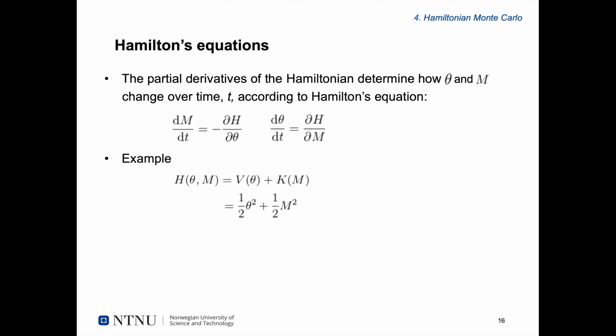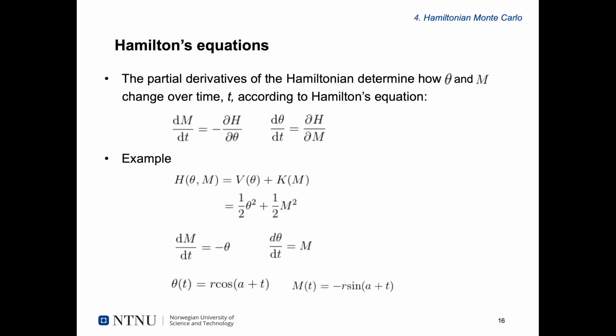Consider a Hamiltonian function where the potential energy is half of theta squared and the kinetic energy is half of m squared. So the change of m over time turns out to be minus theta, and the change of theta over time equals m. Then the solutions for theta and m have the form you see up here, for some constants r and a.